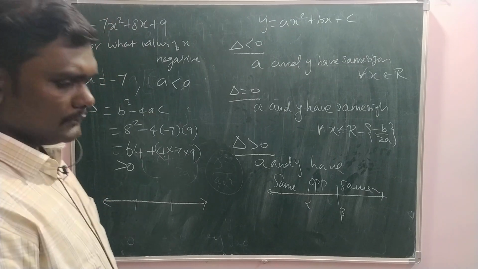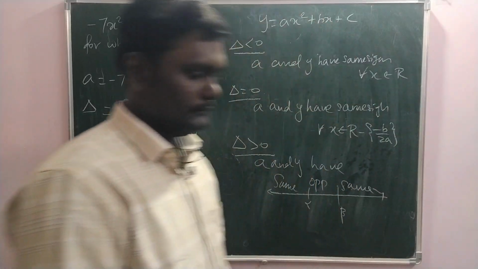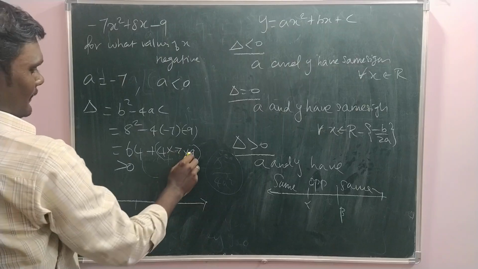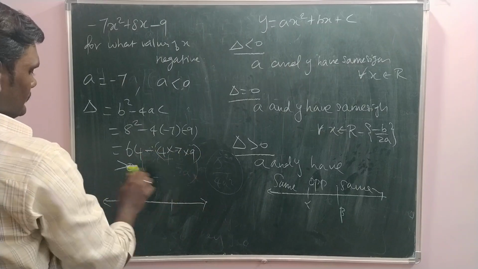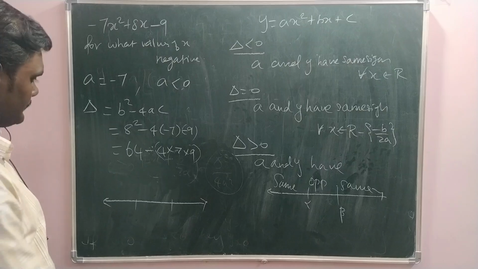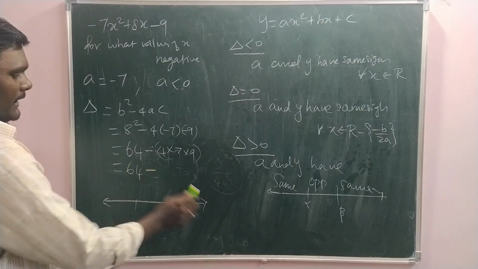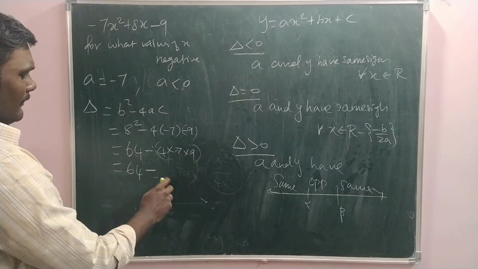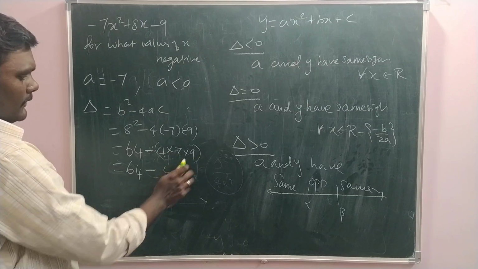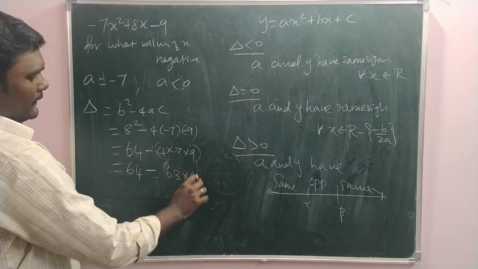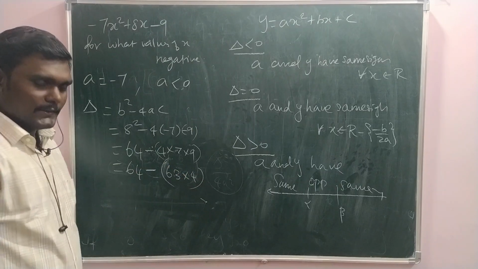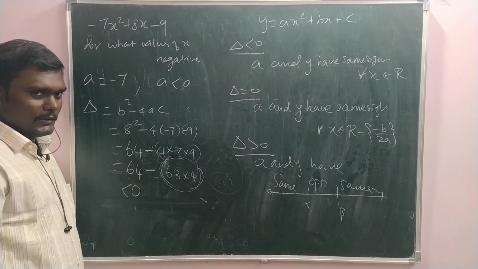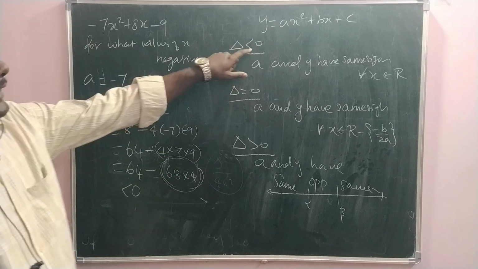Hey, wait. Did I write the question wrongly? Yes, ma'am. Sorry, I wrote the question wrongly. This is minus 9. Then here also minus 9. So here also minus 9 means this is minus. Then minus means what? 64 minus 4 7s are 28. No, 7 9s are 63 into 4. Which is greater, which is less? This is greater, this is less. So we will be having less than 0.